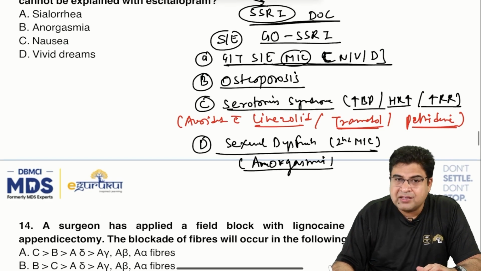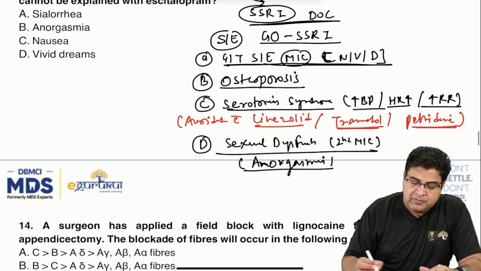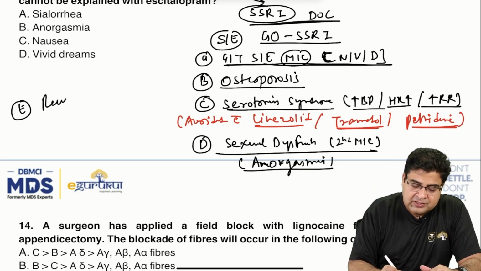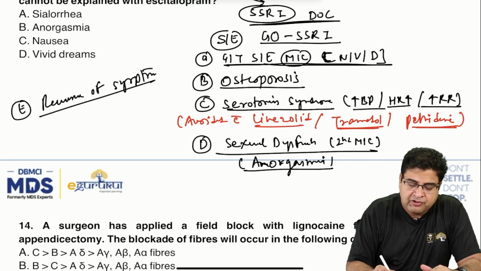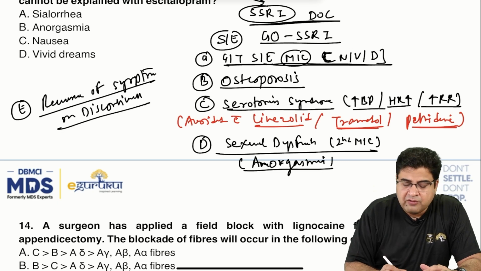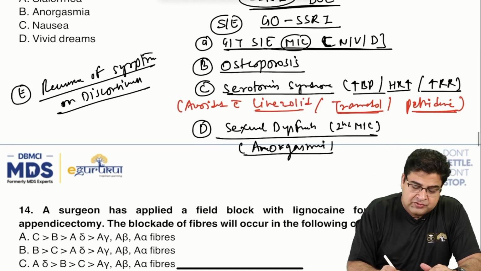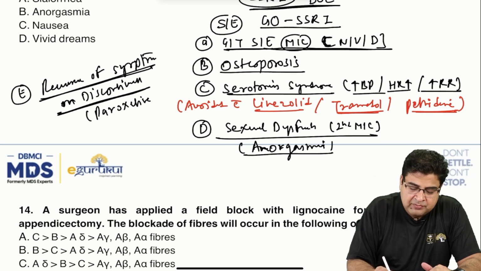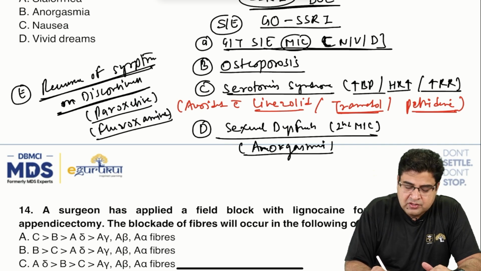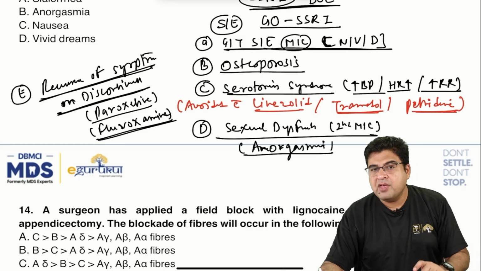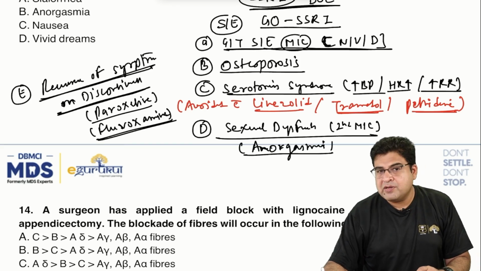We call it anorgasmia. One more side effect of these medicines is recurrence of symptoms on discontinuation of the drug. When you stop some medicines, there is a risk of recurrence of symptoms. This is typically seen with paroxetine and fluvoxamine, the two SSRIs which have the problem of recurrence of symptoms on discontinuation.